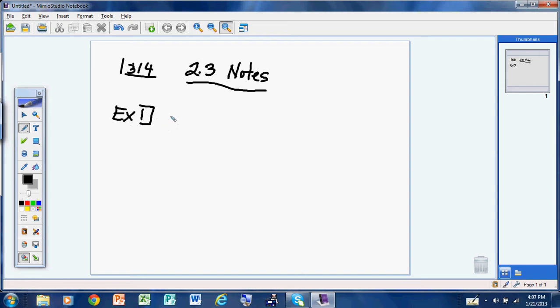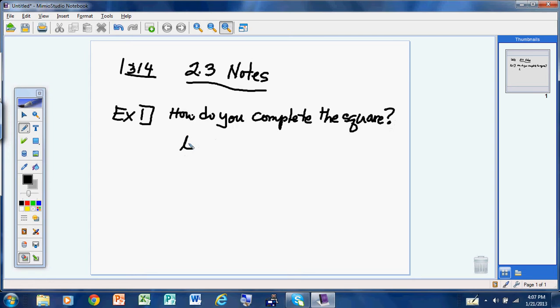Example 1 for 2.3 is asking, how do you complete the square? And then this is the expression they give us. They give us t squared plus 22t plus something, and it's the third term that we're trying to figure out. So here are the steps that you need to take.